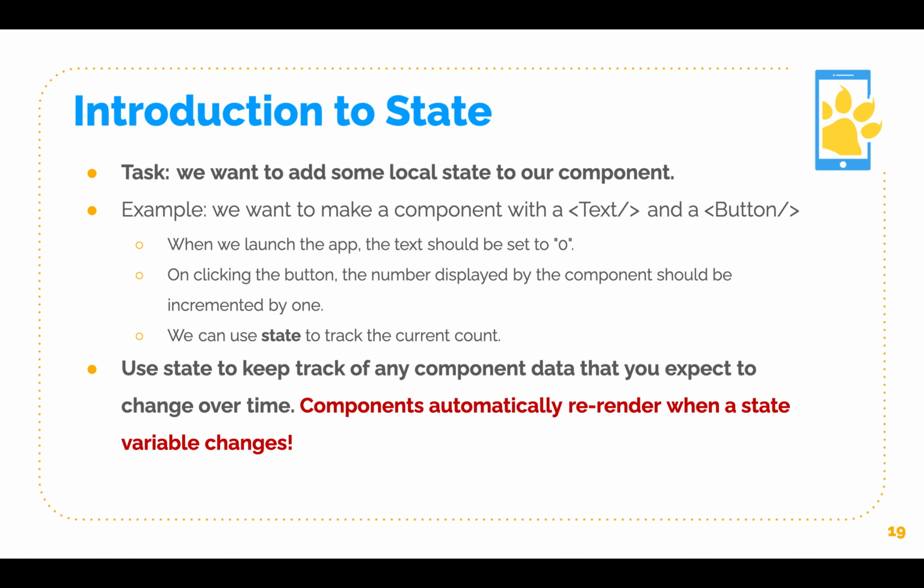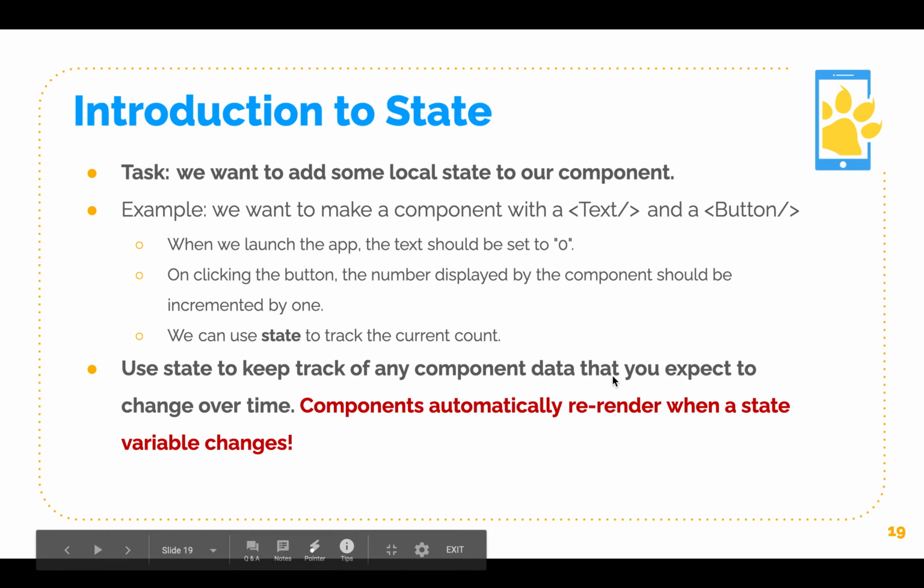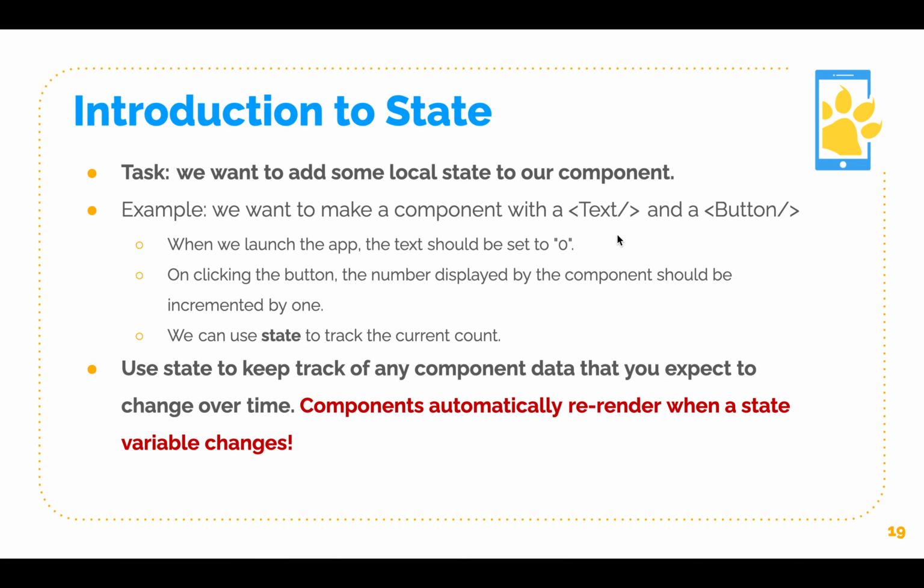Let's think about this example. Say we want to make an app that has a text component and a button. When we launch the app, we want this text to be set to 0, and every time we click the button, we want to increment that text by 1. We can use state to keep track of the current count.